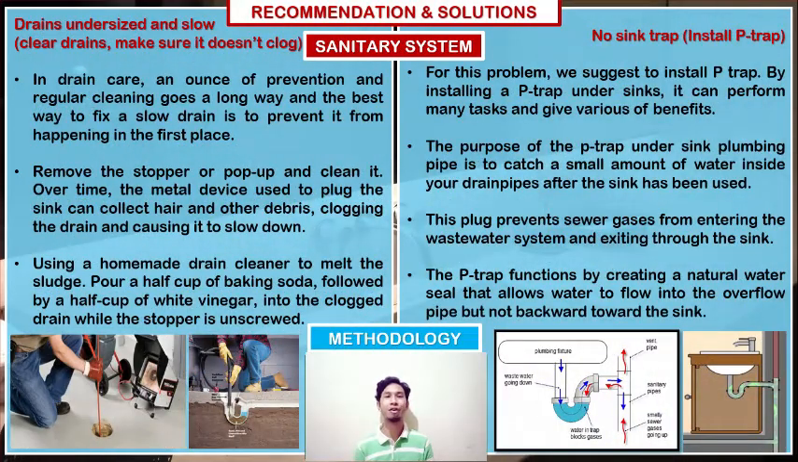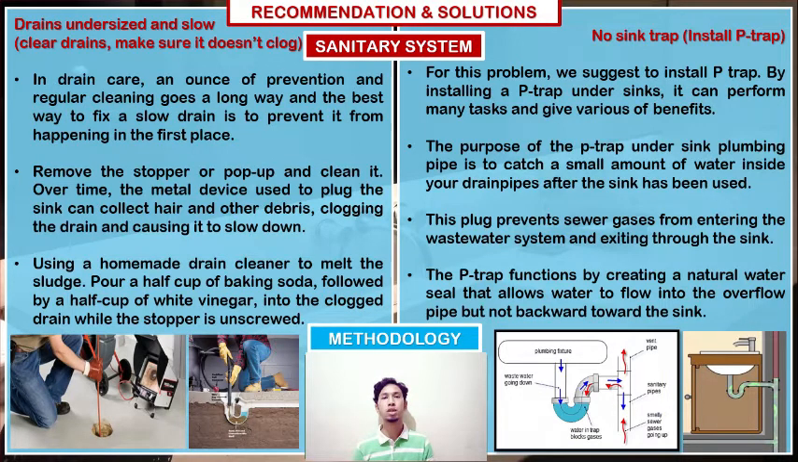Recommendation and solution for sanitary system problem. First problem is drains undersized and slow. For this problem, we suggest to clear drains and make sure they don't clog. The best way to fix a slow drain is to prevent it from happening in the first place by regular cleaning. We also can fix this problem by removing the stopper and cleaning it. Over time, the metal device used to plug the sink collects hair and other debris that clog the drain and cause it to slow down.